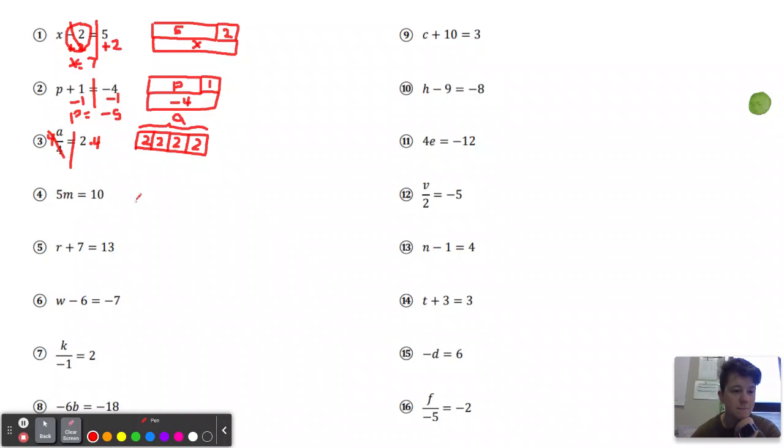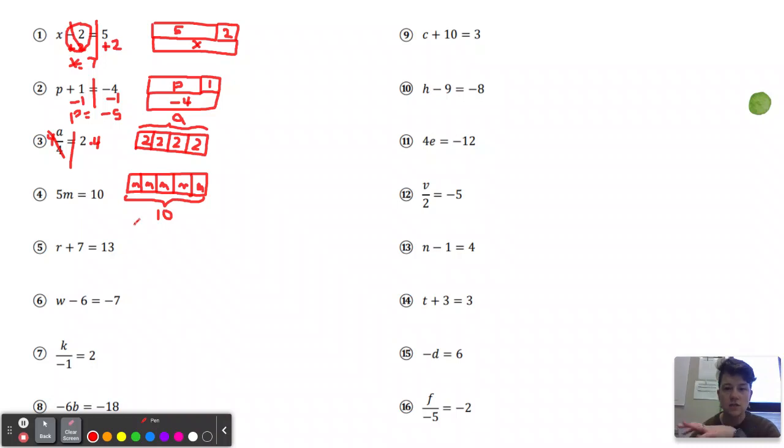And last, we'll do number 4 together. 5 times m equals 10, so I can draw out my diagram. I'm going to put 5 boxes. 1, 2, 3, 4, 5. I did it, yay me. And each of these is worth m. And the whole diagram, the whole piece of tape, is worth 10.